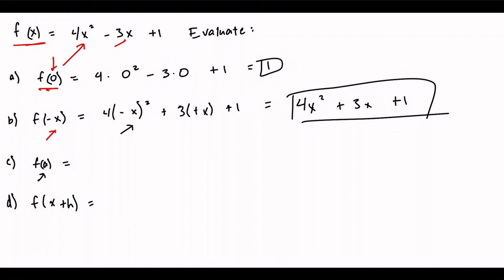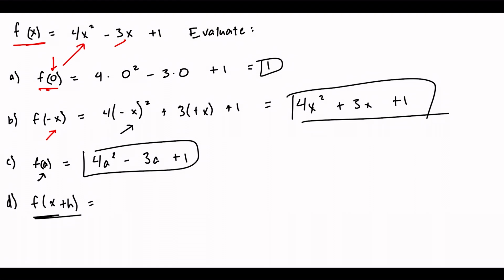Now we want to evaluate for a. Again, whatever's in the parentheses, you plug in for x. So it would be 4a squared minus 3a plus 1. Simple as that. Now, the next one looks a little more complicated, but it's the same idea. Plug in whatever's here for x.